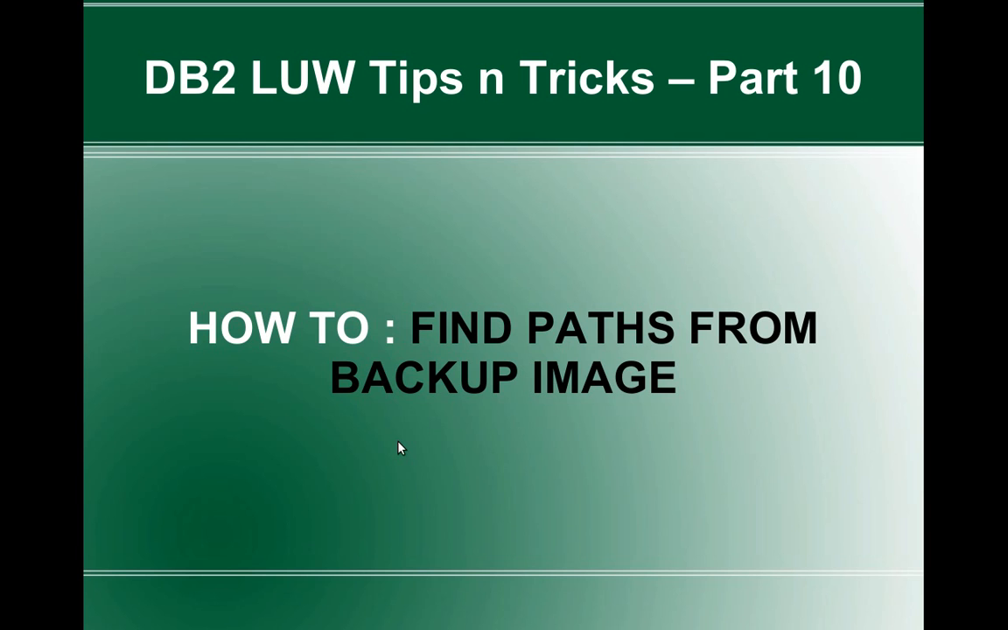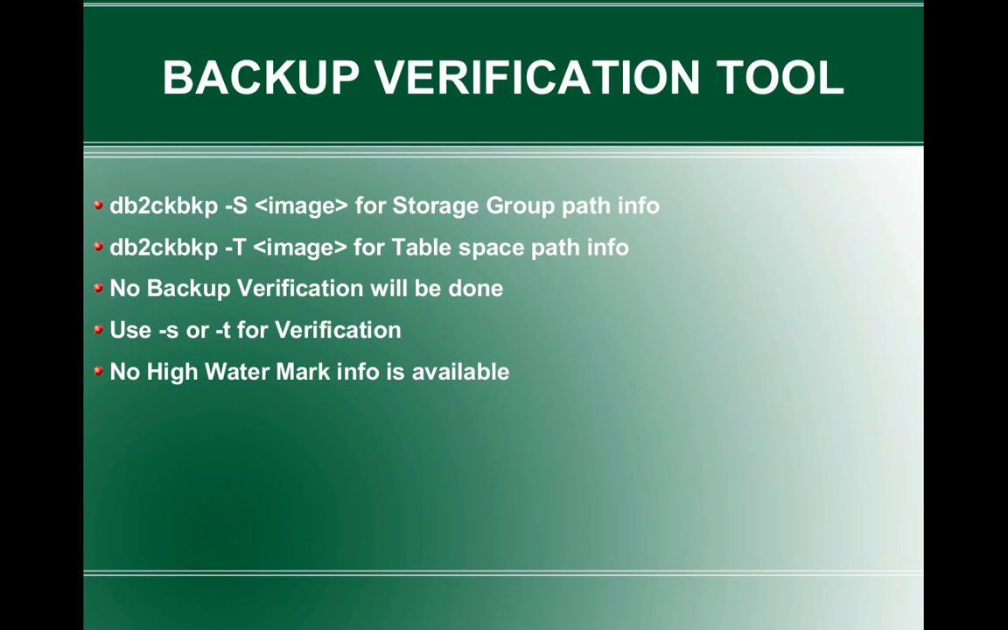In this tutorial, I'm going to talk about how to find various paths associated with the database from the backup image only. A database contains SMS tablespaces, DMS tablespaces, and automatic storage. So all the path information associated with the database, how do we find it from the backup image only, without restoring the actual image? The solution is very simple. We can use the backup verification tool itself to get this information.